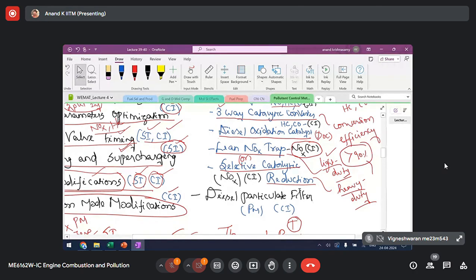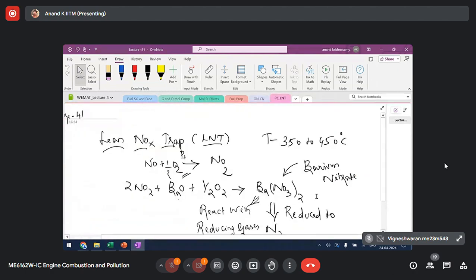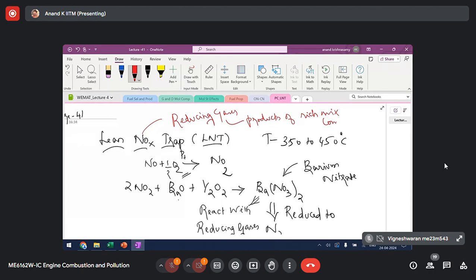Now let us quickly look at how this lean NOx trap works. The construction is similar to what we have seen for the three-way catalytic converter, but in a lean NOx trap, to reduce NO, you need reducing gases. That is what we have discussed just now. Reducing gases are products of rich mixture combustion. In a diesel engine, we never run with rich mixture, right? We always go with lean combustion. 30 to 50% excess air is used. We have already discussed this.